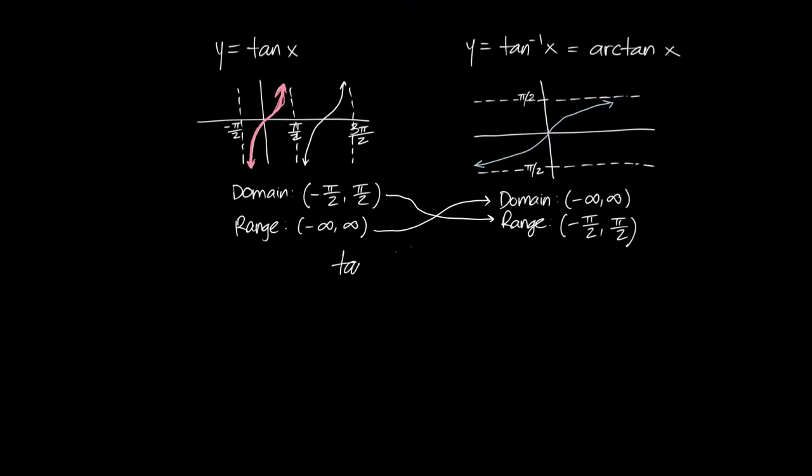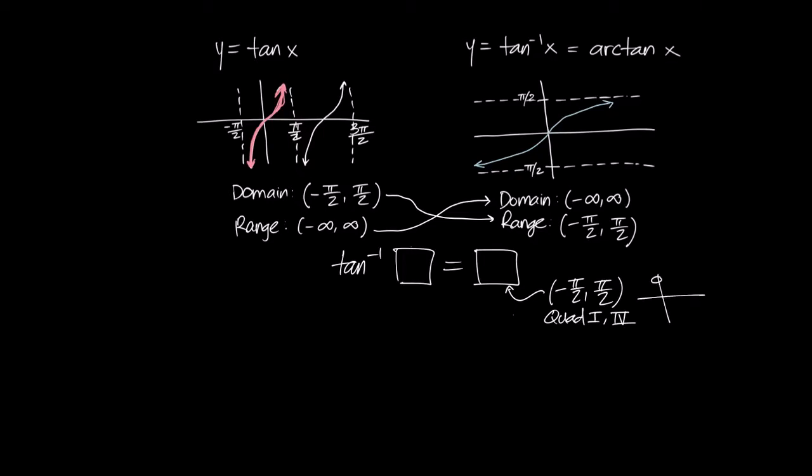So what does that mean? It means that the only possible outputs that can come out of inverse tan are numbers between negative pi over 2 and pi over 2, excluding negative pi over 2 and pi over 2. This is quadrants 1 and 4. And here's kind of a picture of how that might look. All right, so let's look at some examples.